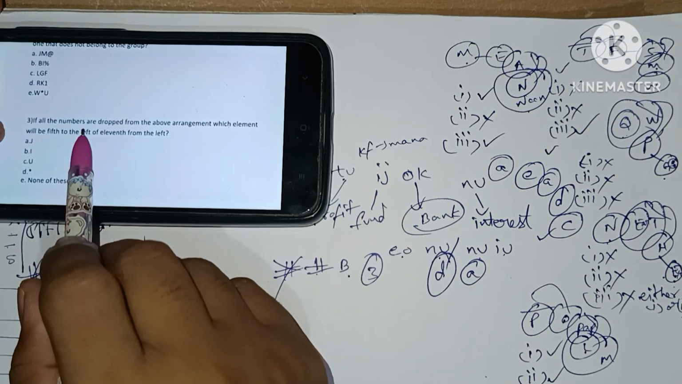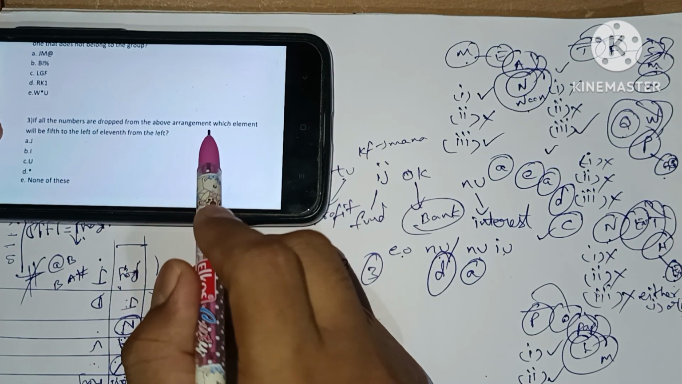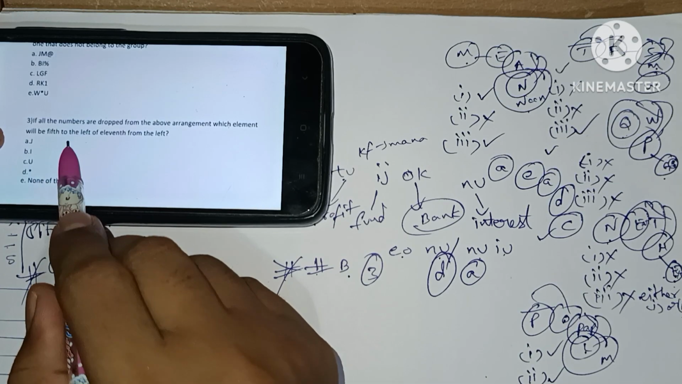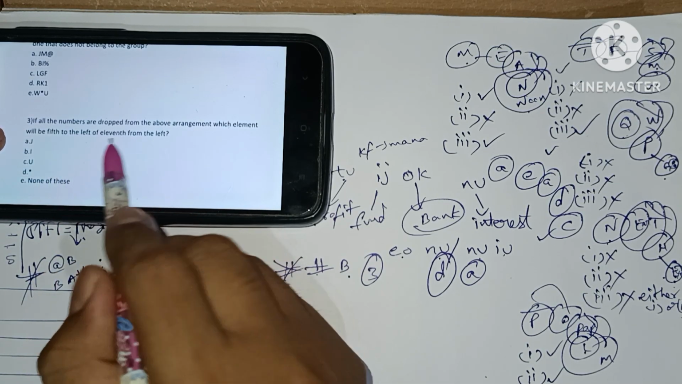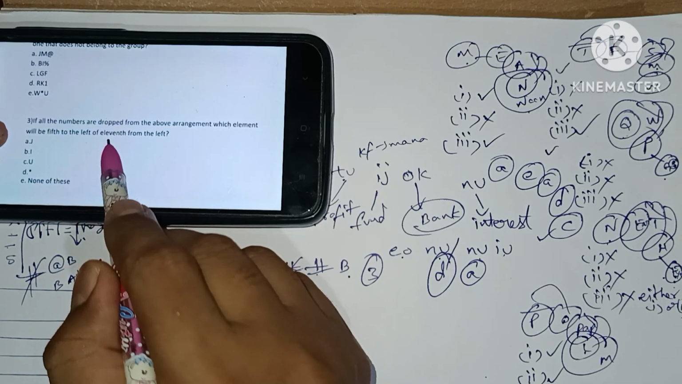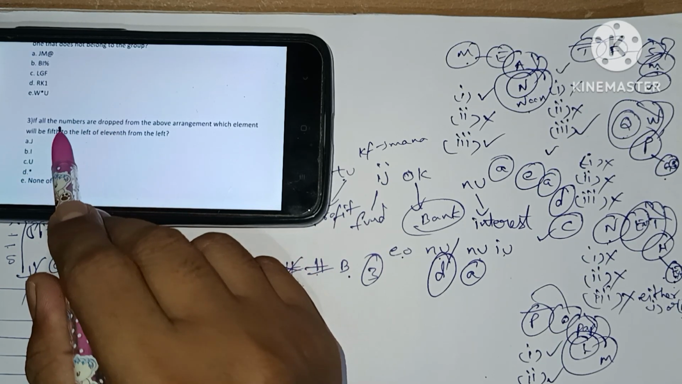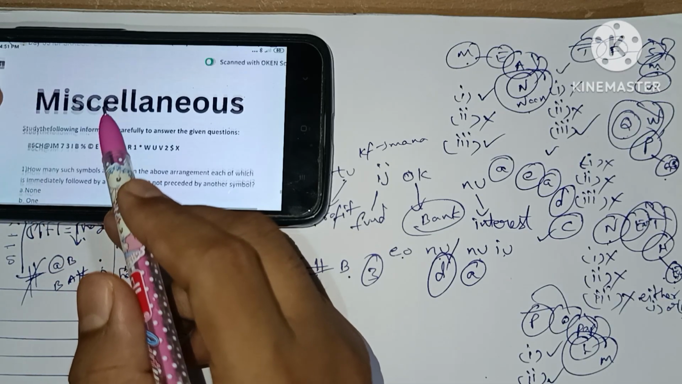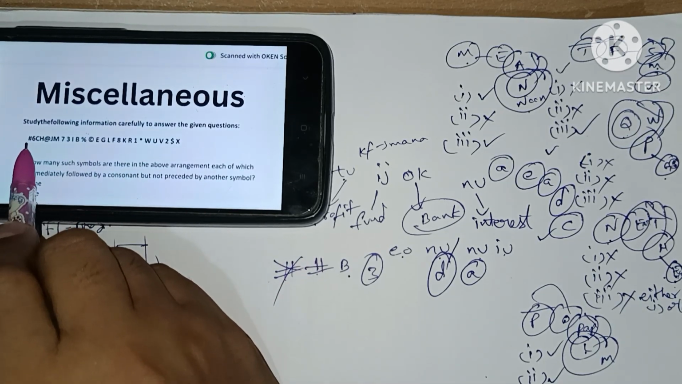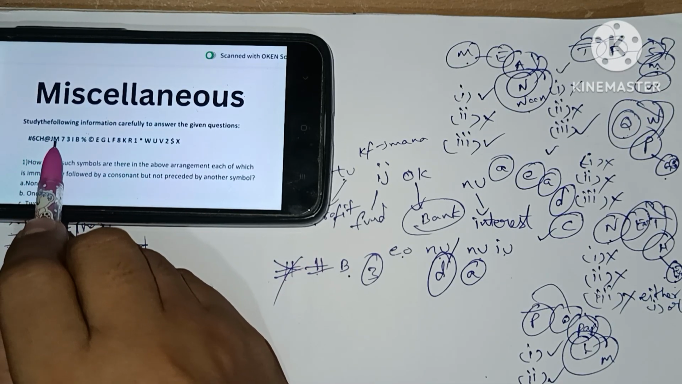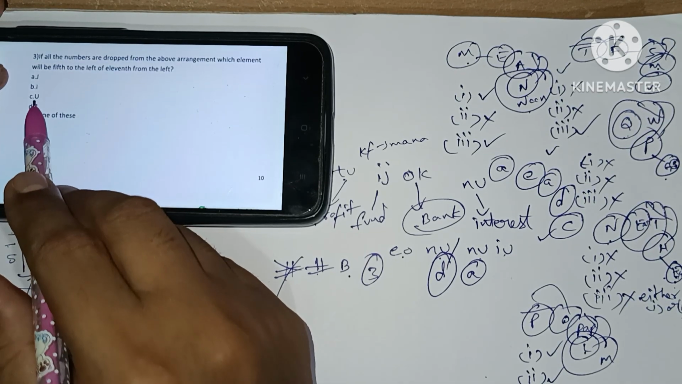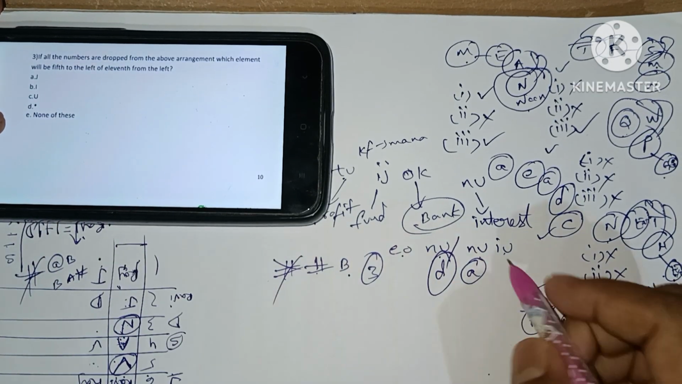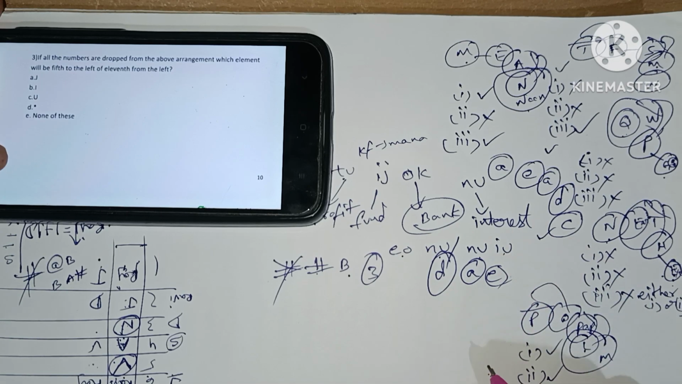Third one. If all the numbers are dropped from the above arrangement, which element will be fifth to the left of 11th from the left? Both are left, means subtracting. 11 minus 5, which will be 6. Sixth from the left when dropping the numbers. 1, 2, 3, 4, 5, 6. 6 is M. So we don't see M in the options. So option E, none of these, is the answer.